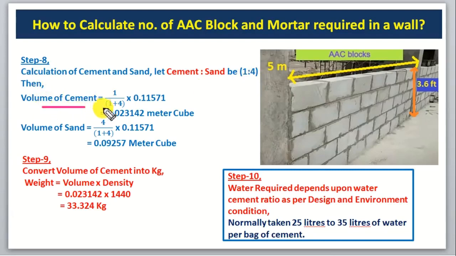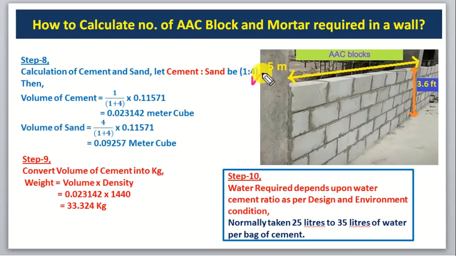Then volume of cement will be how much? 1, because one part of cement has been used, and total ratio is how much? 1 plus 4. If it was used 1:5 or 1:6, then we will write here 1 plus 5 or 1 plus 6. Okay, so 1 part of cement, because we are calculating volume of cement, 1 part of cement divided by 1 plus 4 into the total volume of dry mortar. Okay, dry volume of mortar we have calculated in the previous page. So after calculating we will get how much? 0.023142 meter cube.